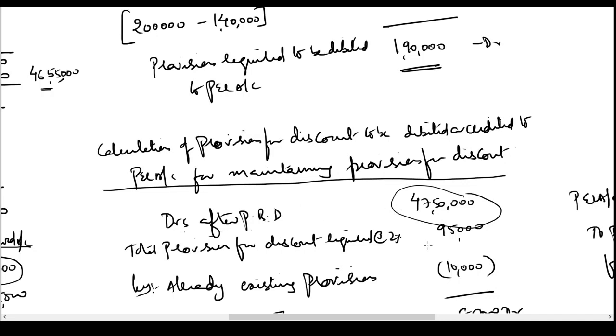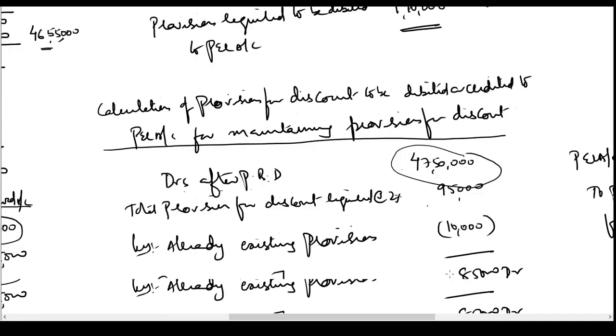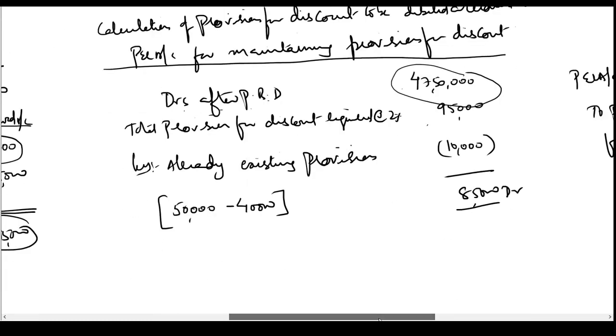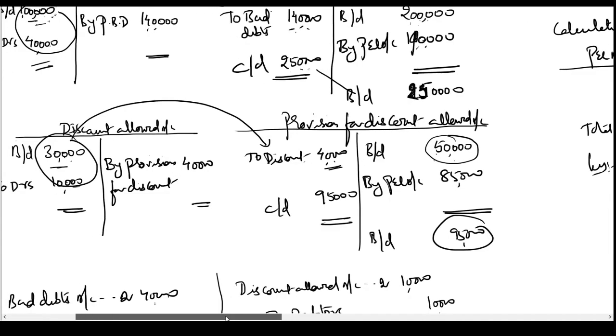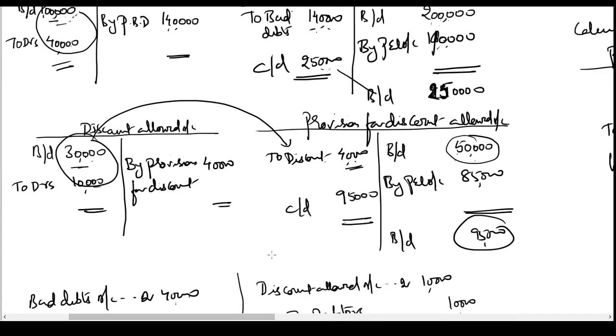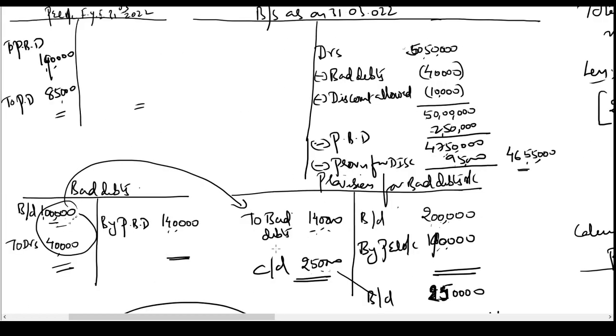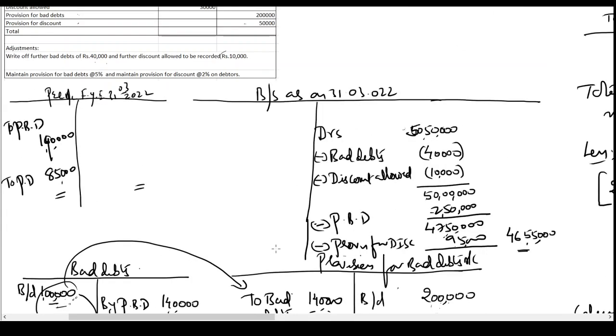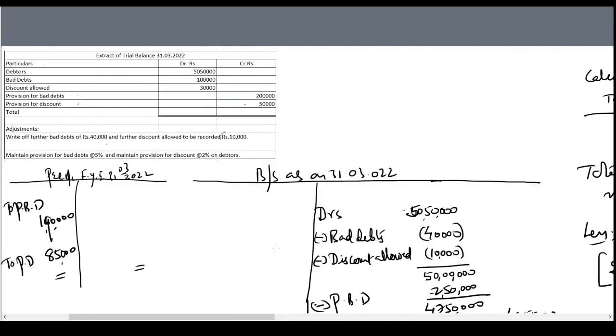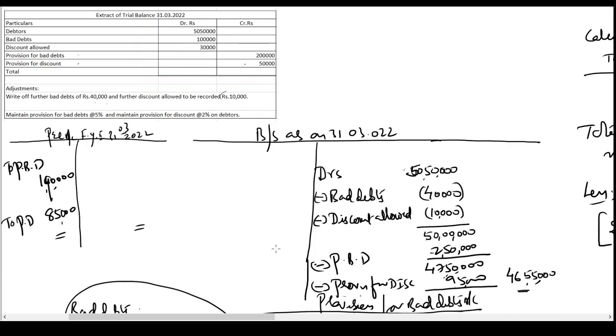On that 2% is 95,000, we already have 10,000, so the balance 85,000 is debited to the P&L account and transferred to provision for discount account. So this is how we deal with a problem where you are given both provision for bad debts and discount to be maintained.